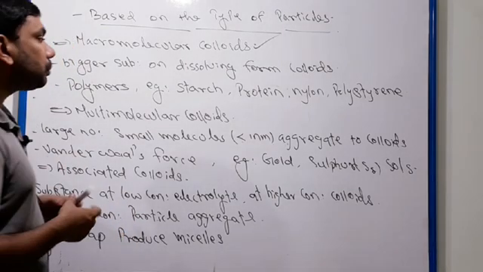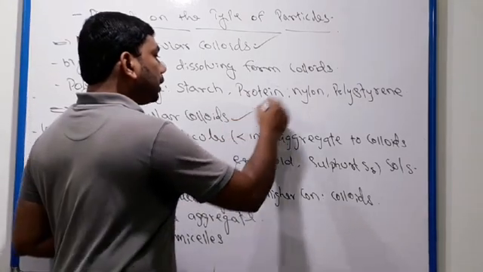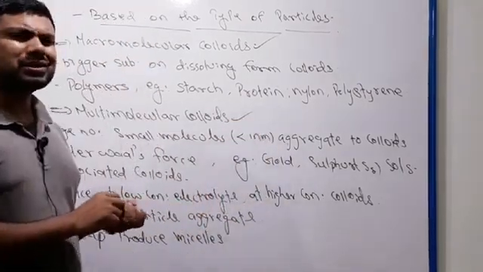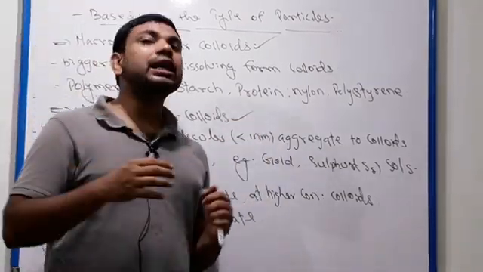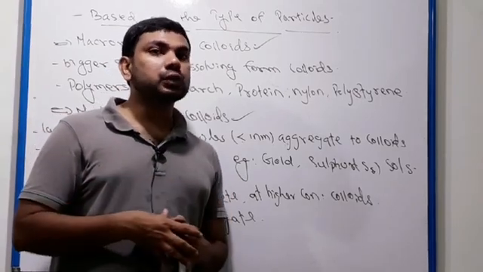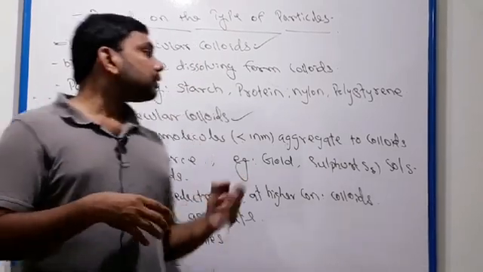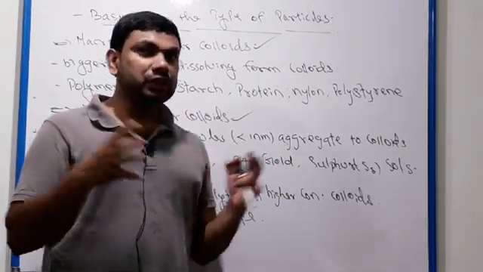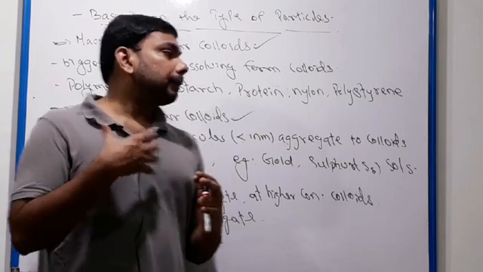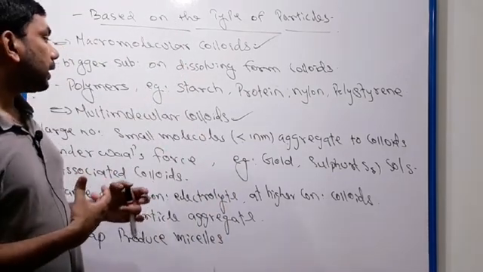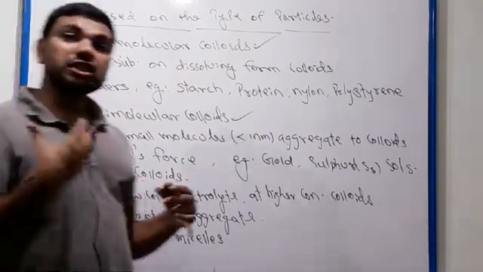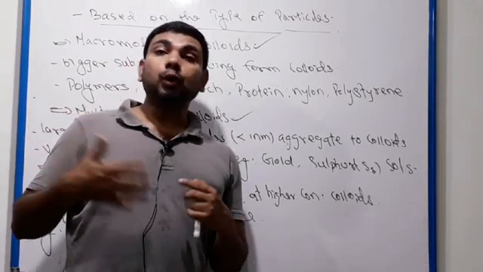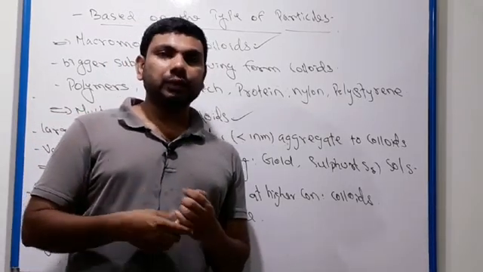Next one, multimolecular colloid. Here the particles are very small, less than 1 nanometer. In the dispersion medium, these particles will aggregate and join to form colloidal particles with a diameter of 1 nanometer or more.